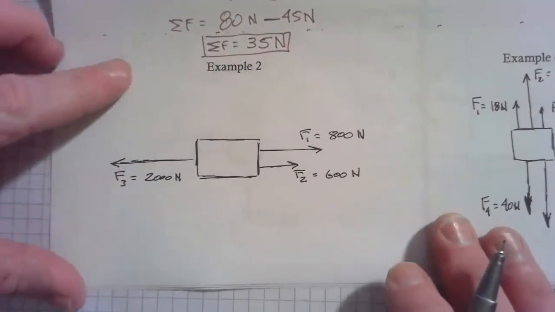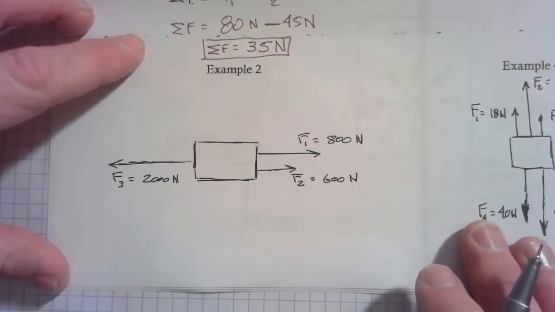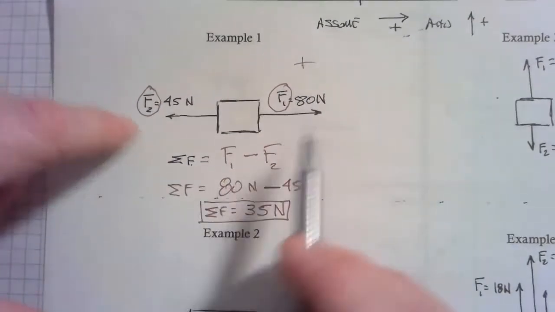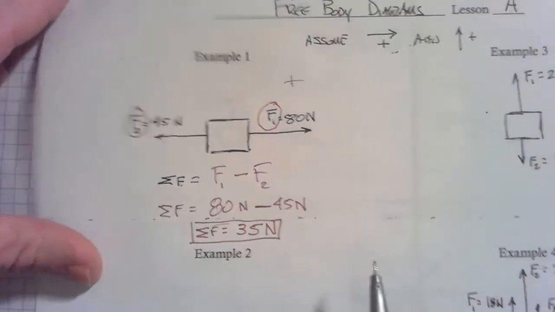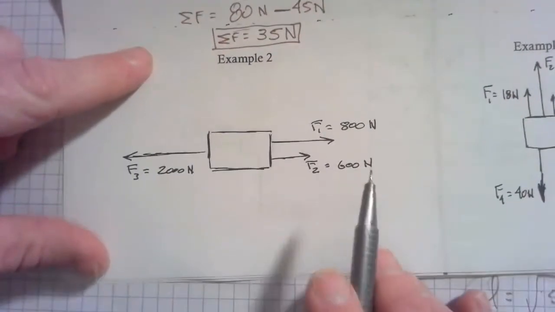But what if there's three forces, Mr. Wellborn? Goodness gracious. It's going to be okay. It really is, because you stick to the same procedure. Here, you were probably looking at it going, just do 80 minus 45 and you're done. Why are you doing all this? Because the more complicated the problem gets, this helps make it easier.